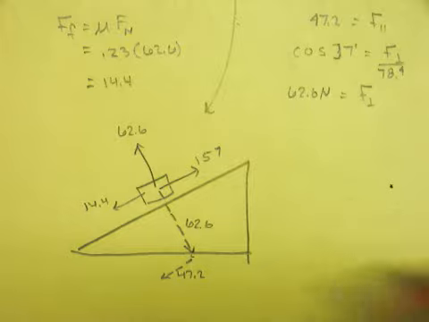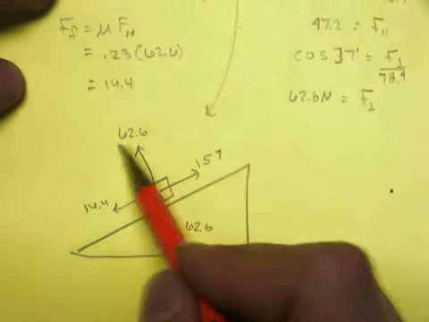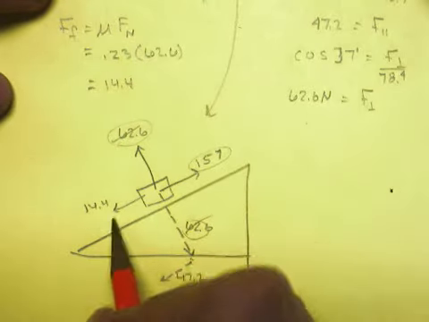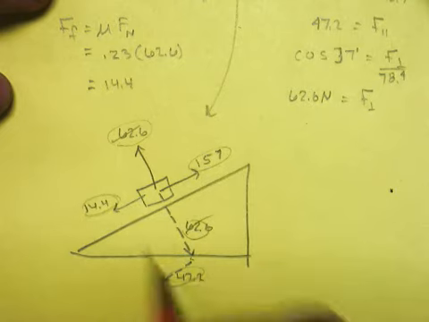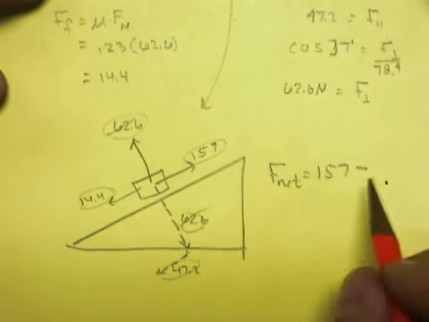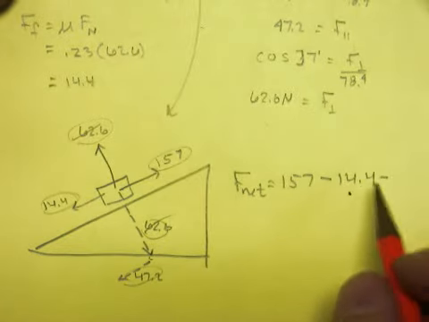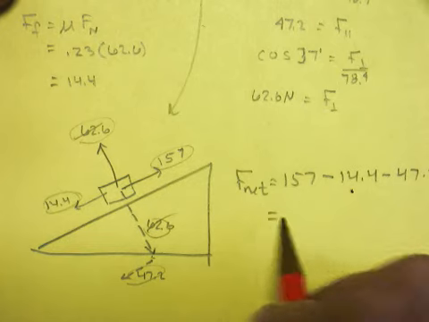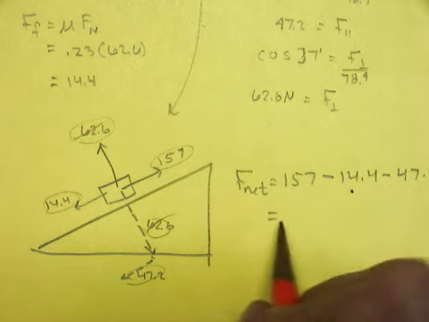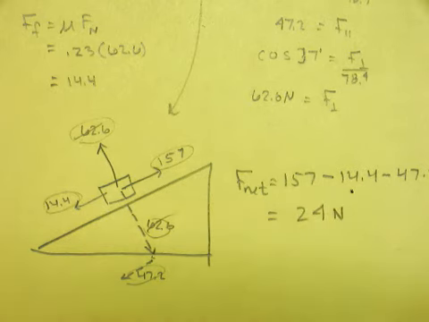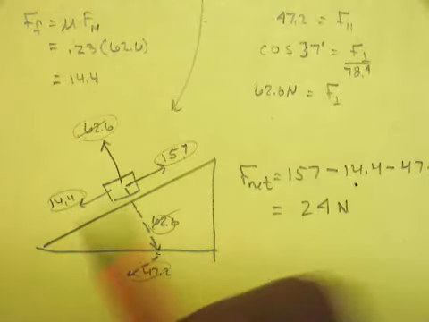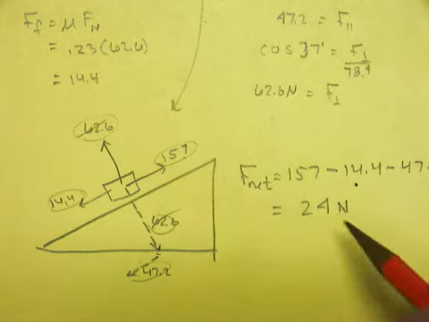So we've got competing things here. This one and this one cancel. So we actually have a net force. The rope pulls it up at 157, and gravity and friction pull it backwards at these two. So I can find my net force. That's 157 minus 14.4 minus 47.2. So the net force that's acting on this thing is 24 newtons. 24 newtons uphill, right? Because the pull has to overcome gravity and friction to get it to move up, and it actually does.